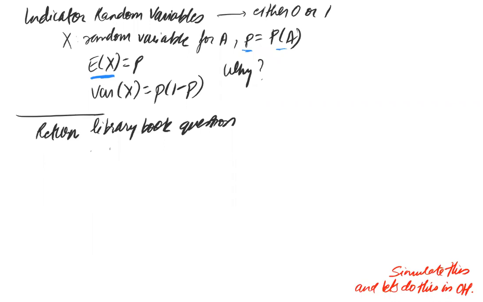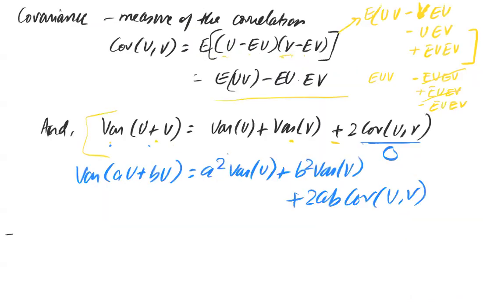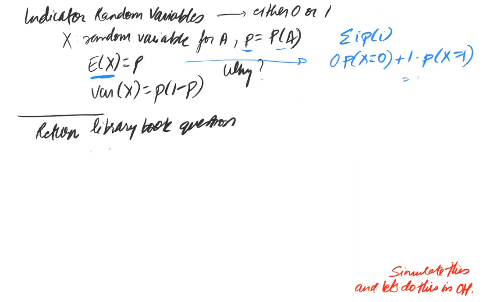Why do we write it as p? So let's just talk about that. If we say that, what are the possible outcomes? It's 0 and 1, right? So the expected value will be the sum of x_i p_i. So this is going to be 0 times P of X equal to 0 plus 1 times P of X equal to 1, which is essentially 0 plus p. So that's that. All right, and variance can also be done the same way.